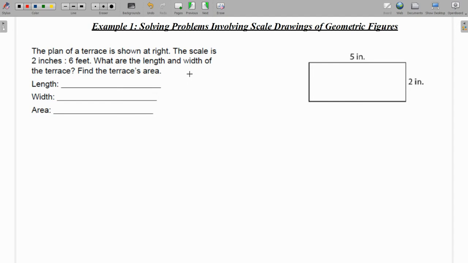Now, they did tell us that our scale in our problem is for every 2 inches, we have 6 feet. Our scale is written and given to us like this. The 2 inches on this side is the drawing length, and the 6 feet on this side is representing our real length. So what we're doing is comparing 2 inches of our drawing length to 6 feet of our real length.